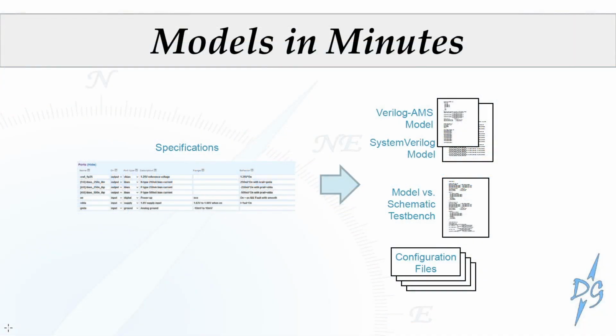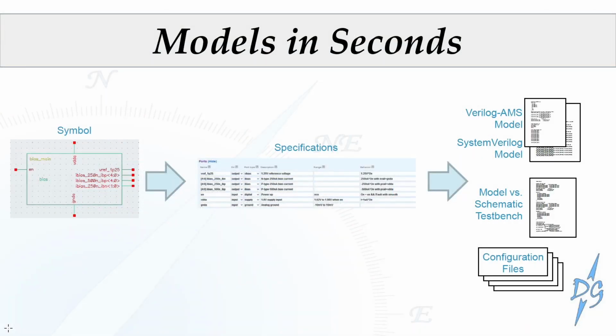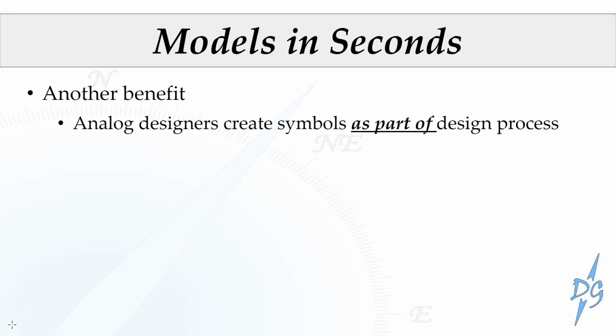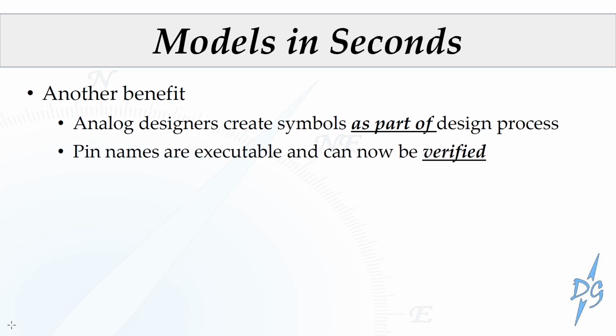We've gone from models in minutes, where we start with the specification, to models in seconds, where we start with the symbol. Here are a few parting thoughts. While it is obviously better that the input to the model creation process is something that the analog designer already creates, to be fair, the model engineer likely is already taking advantage of any pin naming convention by doing by hand what we're doing automatically here. However, with this automation, the pin names are now executable and are now being verified using the model versus schematic test bench that we create.